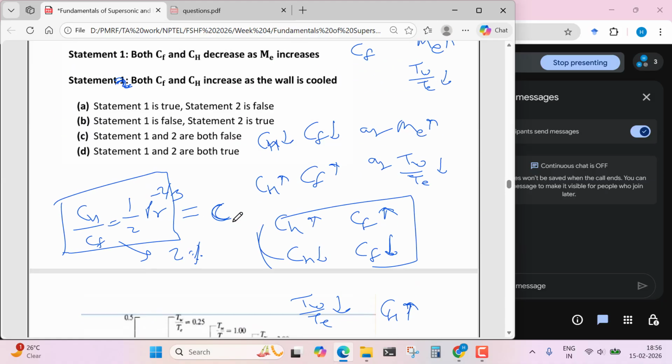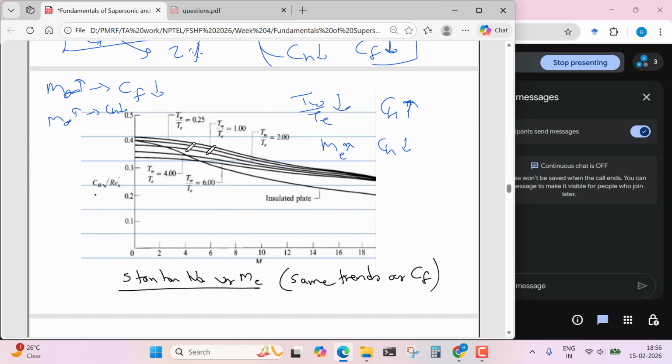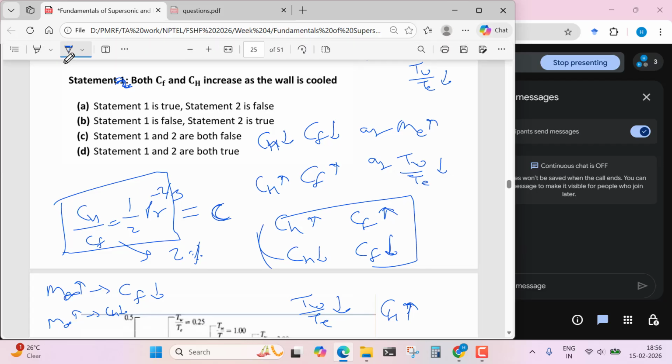And we have seen before that as Mach number increases, CF decreases. And from the Reynolds analogy, we know that CH and CF behave in a similar manner. So when M infinity increases, it means CH also decreases. From the plot also you can see that CH is decreasing with Mach number. So both CF and CH decrease as Mach number increases. So this statement 1 is true.